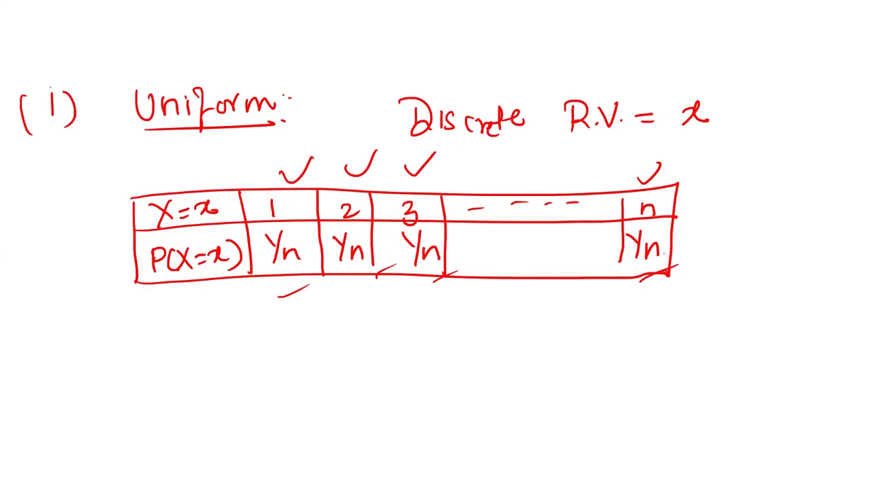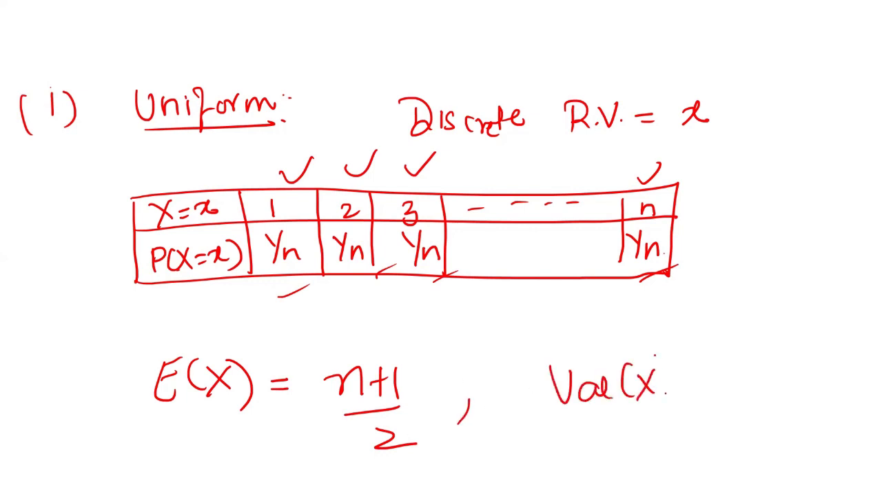Okay, you need to know two things very well because this will help you in solving numerical. The expectation of uniform discrete distribution is n plus 1 by 2, and the variance of x is given as n square minus 1 by 2.